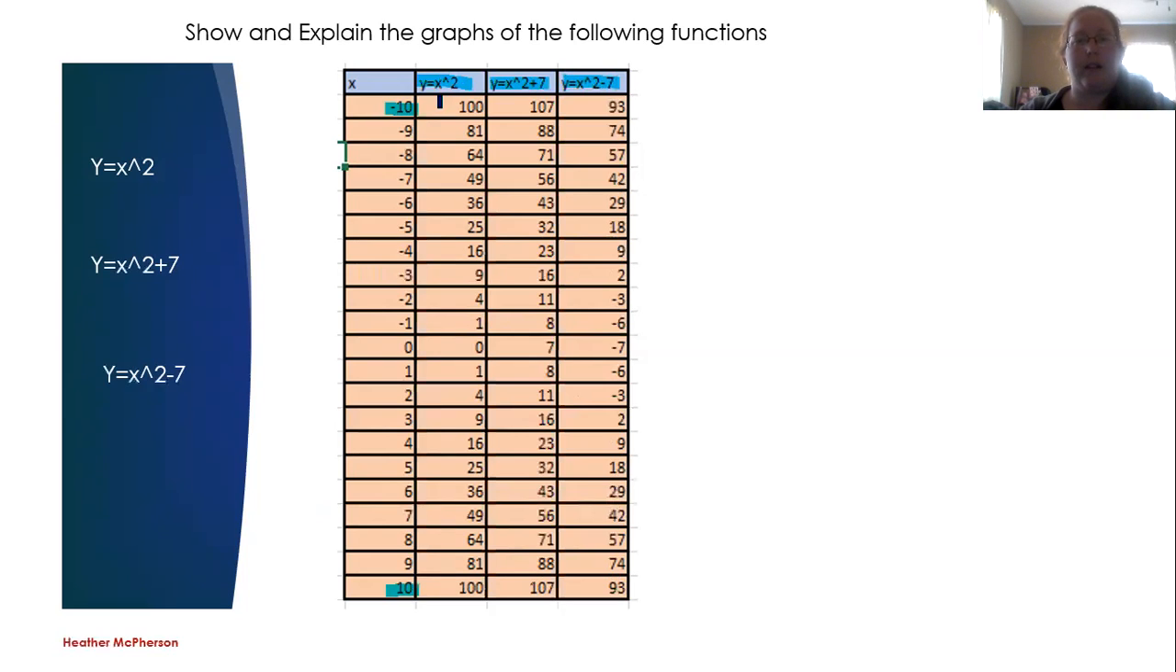So you have y equals x squared, so you would do -10 squared equals 100, and then just all the way down to +10. Same with the x squared plus 7 and x squared minus 7. Once we have the table set up, we kind of know a gist of what our points are going to be within the graph. And I always look at 0. So if my x is 0, where are my y's going to be with each equation?